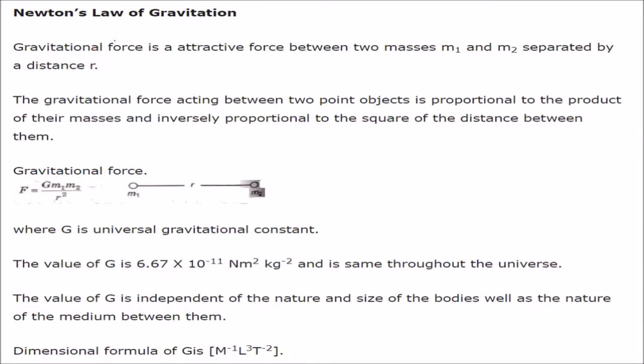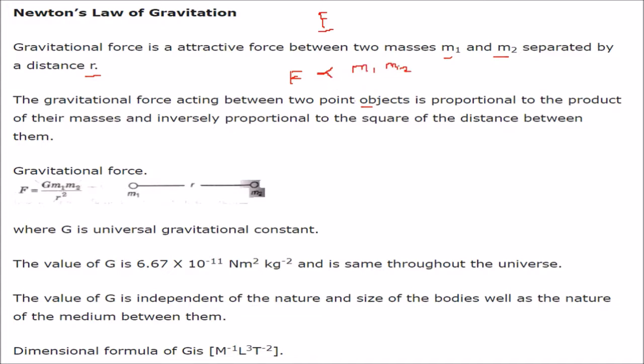Newton's law of gravitation. The gravitational force is an attraction force, and it acts between two bodies, two masses, m1 and m2, which are separated by a certain distance. We call it r. So the gravitational force acting between two point objects is proportional to the product of their masses. That is, this force is directly proportional to the product of the two masses which are attracting.